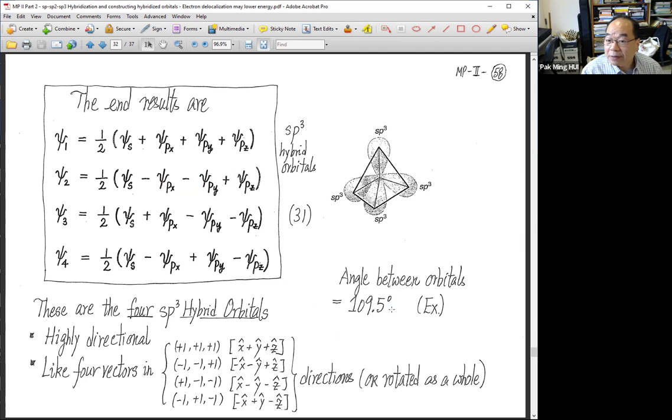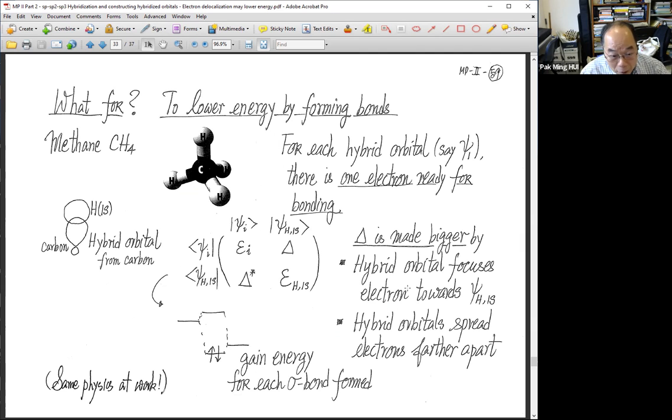And that explained the structure of CH4. CH4 methane is this kind of structure, tetragonal. So carbon in the middle, 4 hydrogen, and the angle between any two is 109.5 degrees.